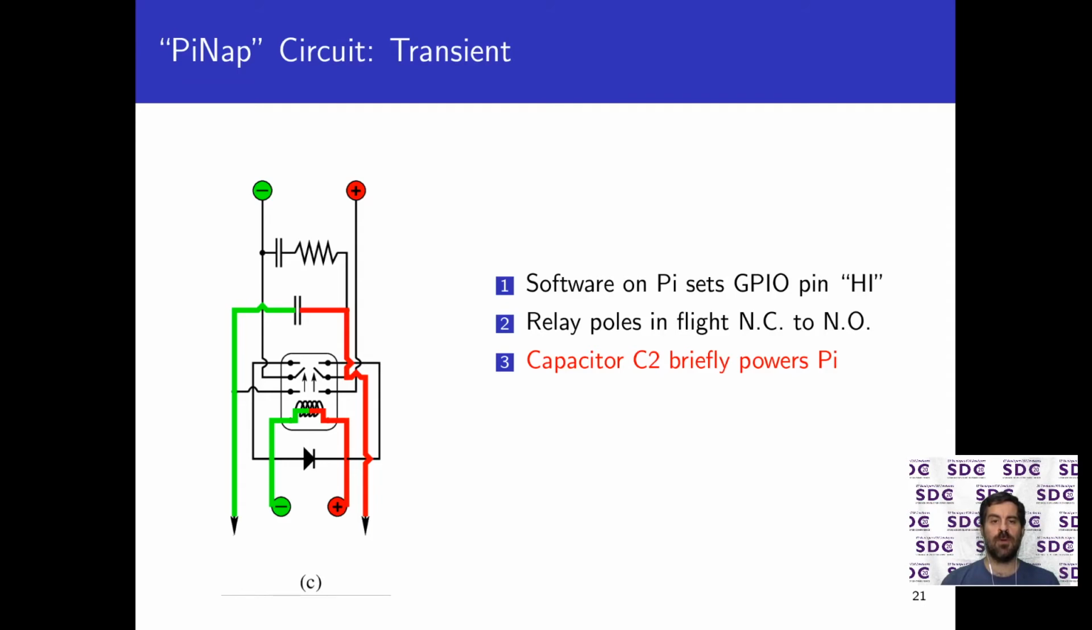The Pi's normal power supply is now disconnected, so it cannot keep the coil energized. However, we cannot let the coil quit before the poles reach the normally open contacts. So capacitor C2 powers the Pi and therefore also the GPIO pins and the relay coil, while the relay's poles are in flight, which is a millisecond or so. That's the trick that makes the PiNap circuit work, briefly powering the Pi with a capacitor while the relay's poles are in flight.